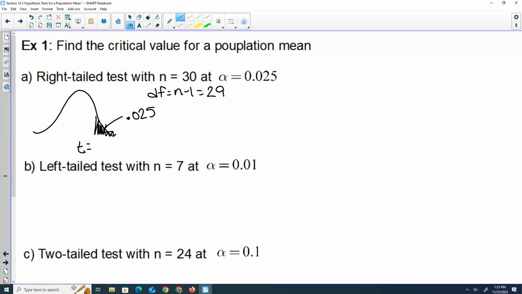Does everybody have it out? And remember the areas are across the top, so we're looking at 0.025. And what is that t value?